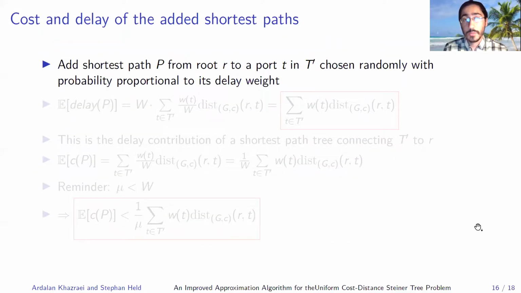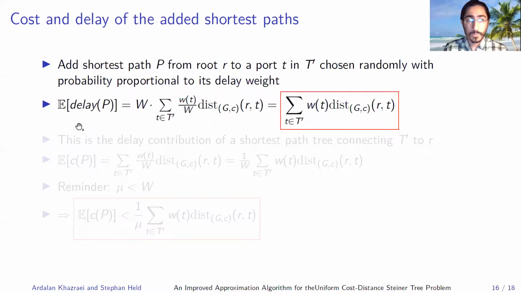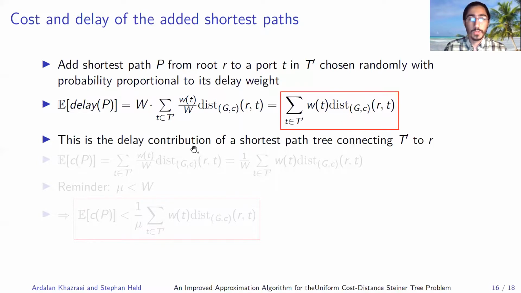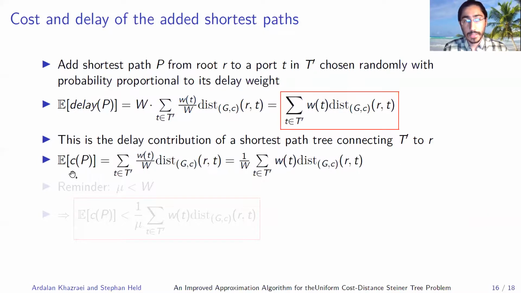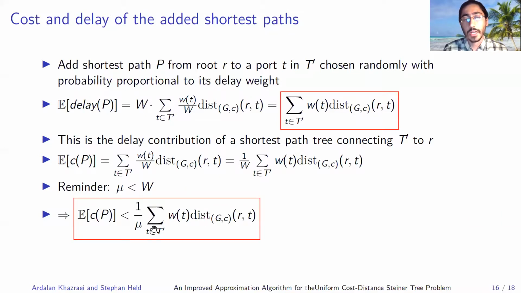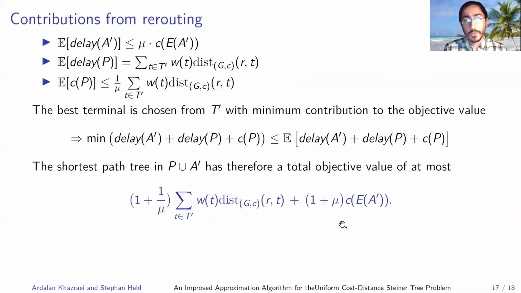We also added shortest paths that we need to analyze. And we have that the expected value of its delay contribution will be just the weighted sum of distances of the terminals to the root, which is the contribution of the shortest path tree connecting the terminals in that cluster to the root, and as minimum possible, by the way. And the expected value of its cost will be missing a factor of capital W outside the sum, so it will be 1 divided by capital W, the same sum. But since capital W is larger than mu, we have that this will be less than 1 over mu times the delay contribution of the shortest path tree.